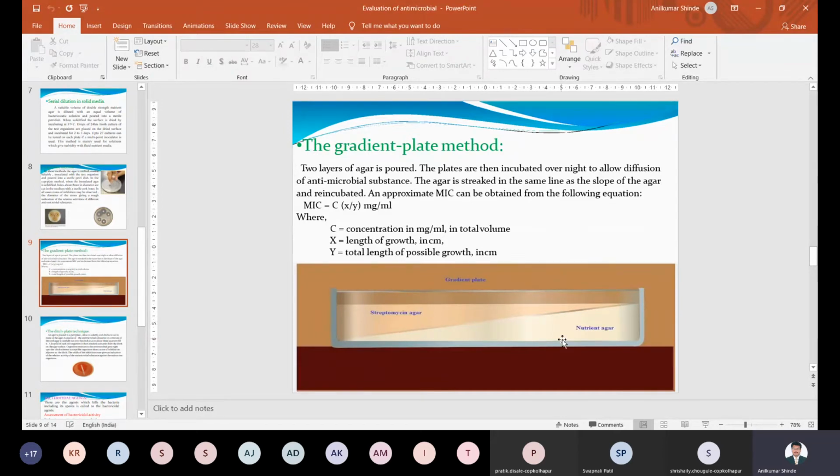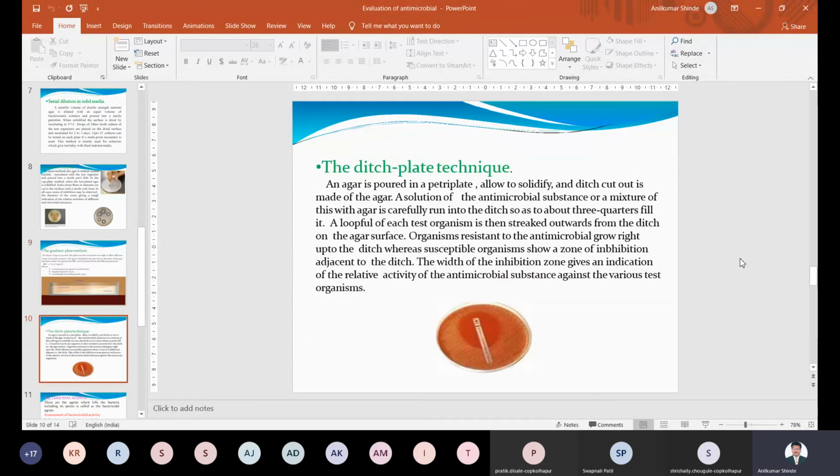Okay, after the first layer solidifies, you can add the second layer, which contains the agar medium as well as the antibiotic solution or any disinfectant solution. After that, you can take the test organisms, spread them on the surface of that agar medium, and after that you can see whether there is growth of the organisms or not.